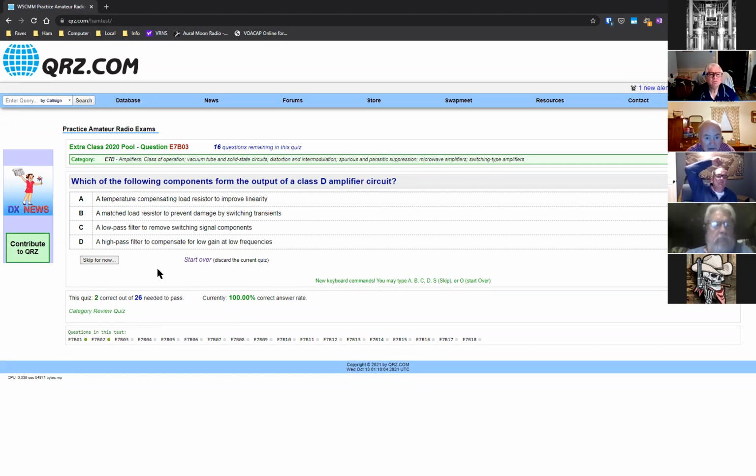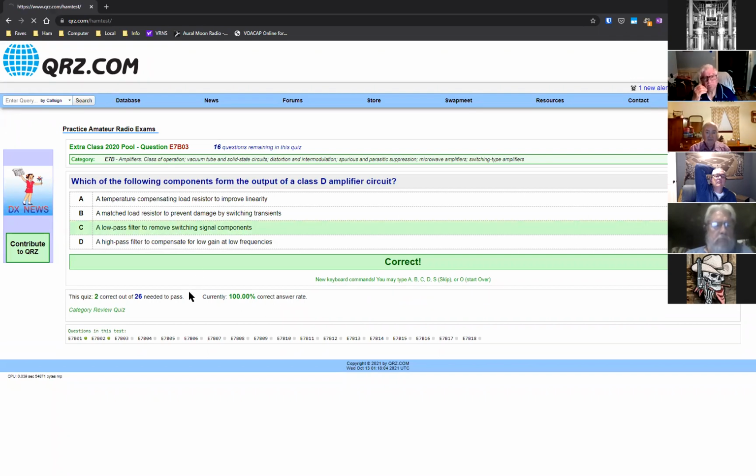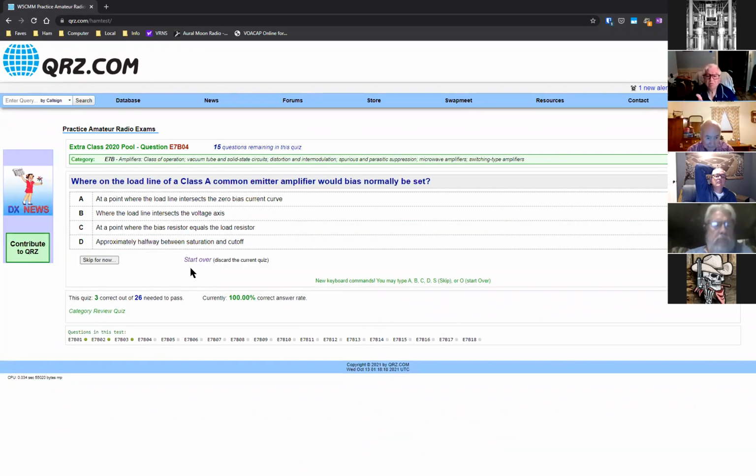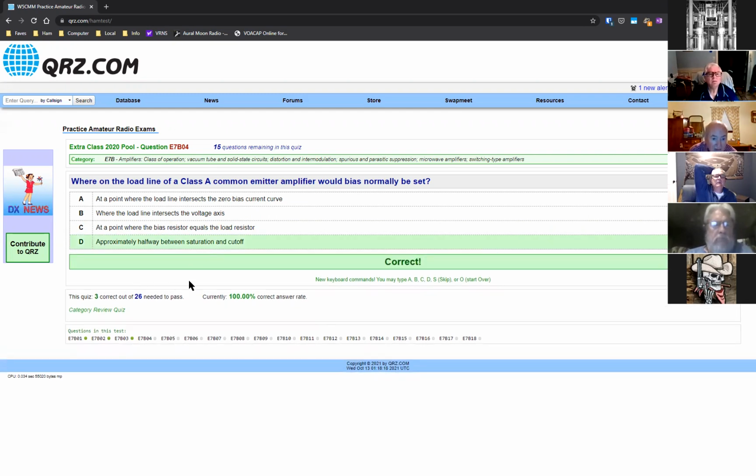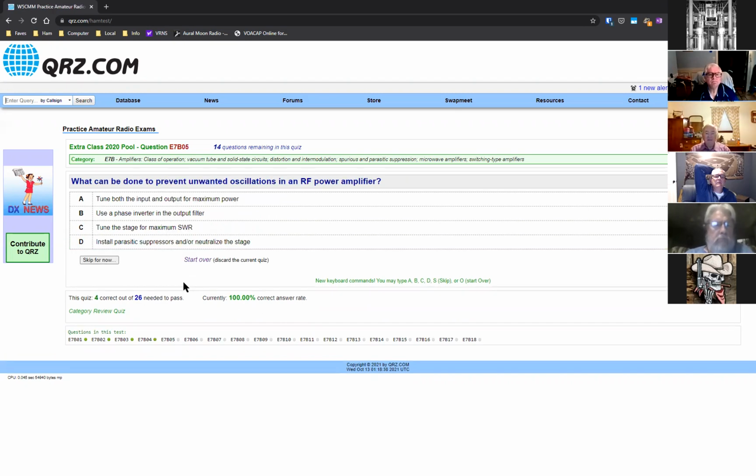Which of the following components form the output of a class D amplifier circuit? C. Yeah, C. Where on the load line of a class A common emitter amplifier would bias normally be set? D. So, yeah, halfway between saturation and cutoff.